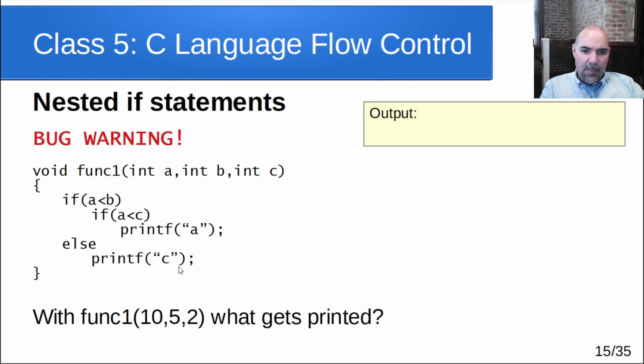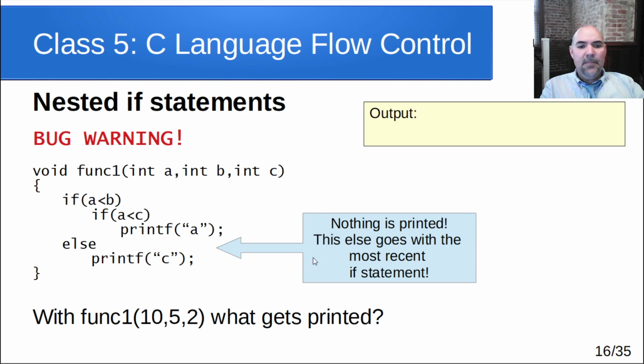print c. But the problem here with nothing getting printed is that this else statement goes with the most recent if statement. So in other words, this else has nothing to do with this first if statement. It goes with this one. And this is actually a thing called the dangling else problem in programming. For example, this else, which if statement does it go with? Does it go with that one or does it go with that one? And notice the indentation level leads us to believe this if and else are together, but it's really these two here. This inside if is what that else goes with.